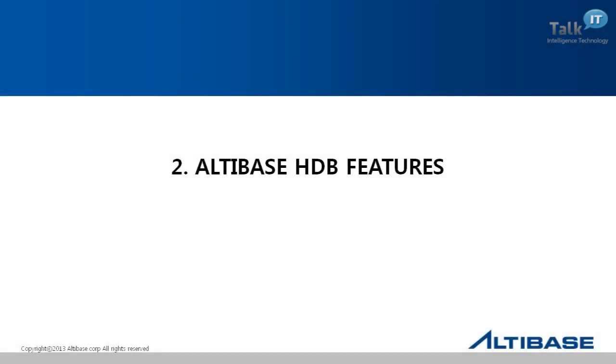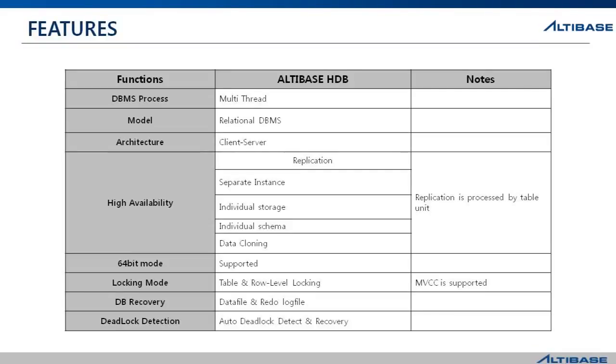Okay, now in chapter 2, the Altibase HTTP features. In this chapter, we'll talk about what are the functions that Altibase HTTP provides, and then functions that Altibase HTTP does not provide. Okay, most disk DBMS has multi-process architecture, but Altibase HTTP has multi-thread architecture. Okay, that is one process with multiple threads.